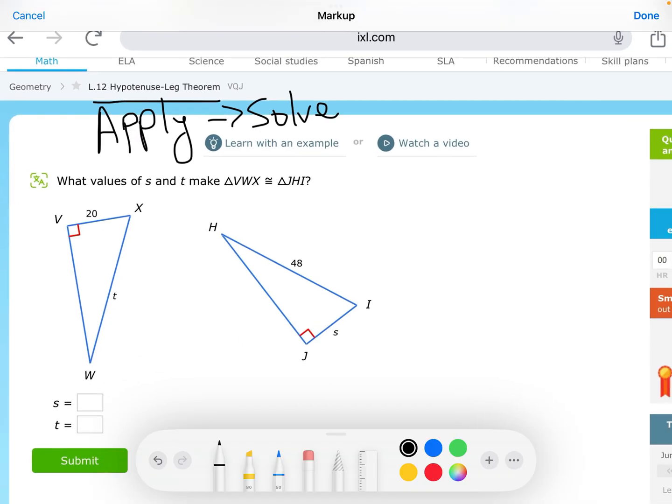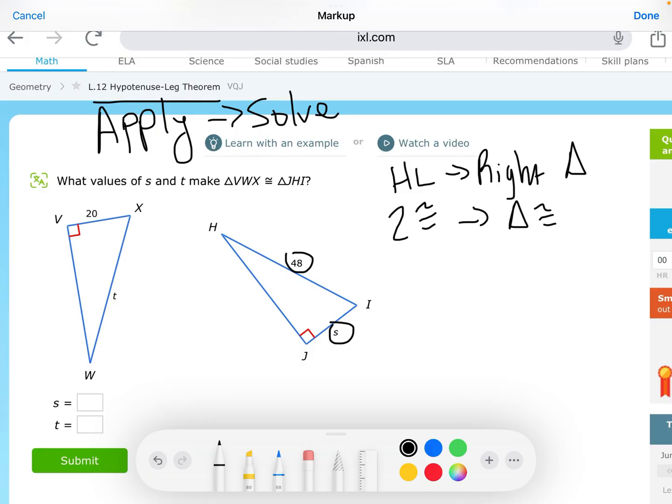So quick reminder, the HL theorem stands for hypotenuse leg, which is what it says at the top. And that basically means that if you have a right triangle and you have the longest side and one of the shorter sides congruent to another triangle, so essentially two congruent sides, then you know that the triangles are completely congruent.